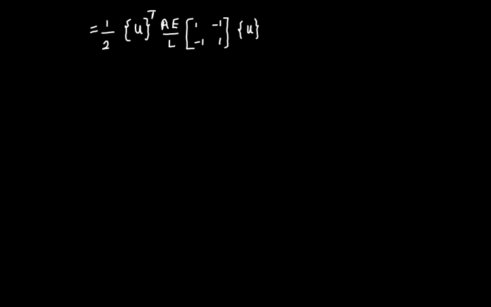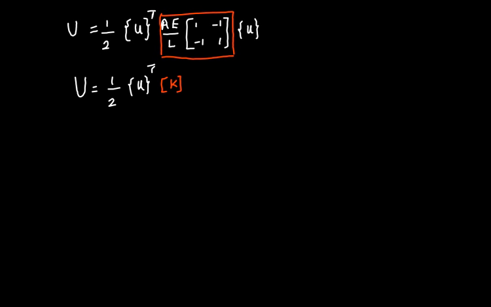So finally, this is the expression for strain energy, but I can simply write this expression for strain energy U as 1 by 2 into U transpose, into what is this term? A by L, 1 minus 1 minus 1 1. Quite obvious, that's the stiffness matrix of your bar element, followed by the U matrix, and this is going to be our star equation. So let me put a box for this term.